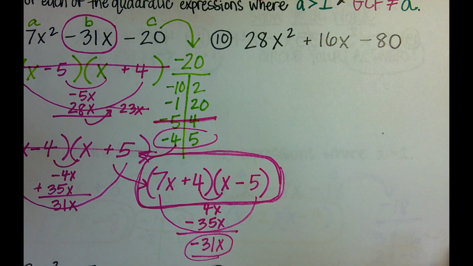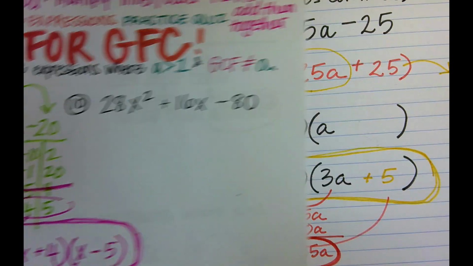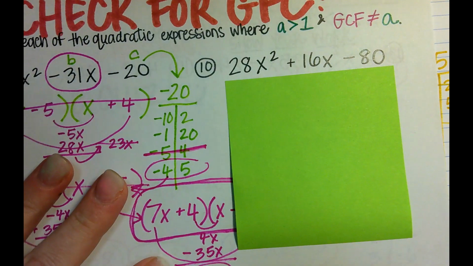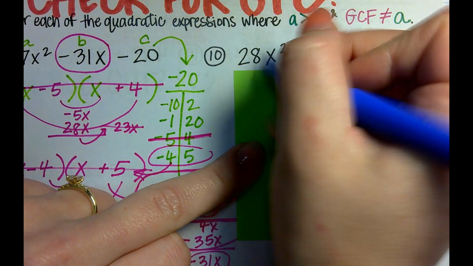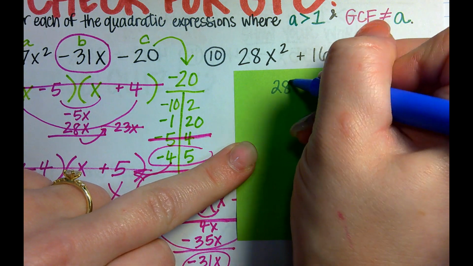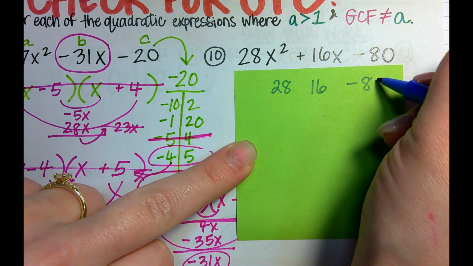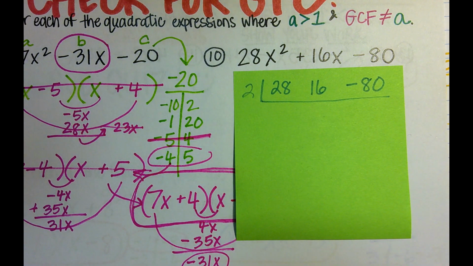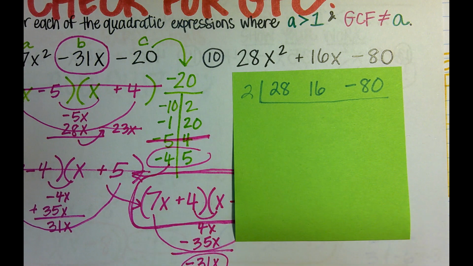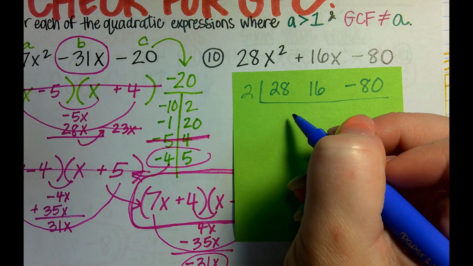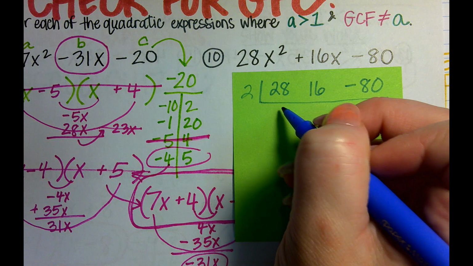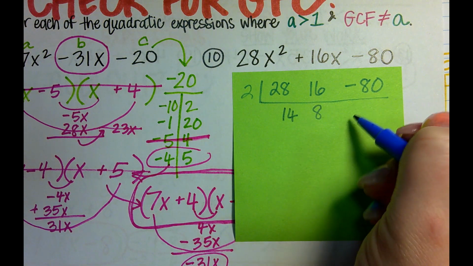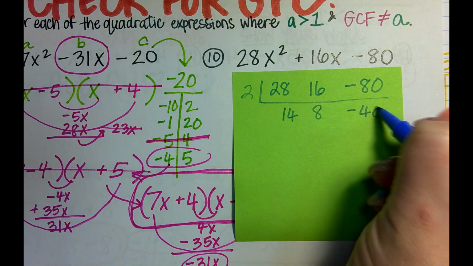I'm going to do this on a separate sheet of paper. Let's find the greatest common factor together. Let's see. I'll use a sticky note actually. So I'm going to write out my numbers. I've got 28, 16, and negative 80. Okay. So we can divide everything by 2, right? What's 28 divided by 2? Almost. 14. What's 16 divided by 2? 8. Negative 80 divided by 2? Negative 40. Okay.